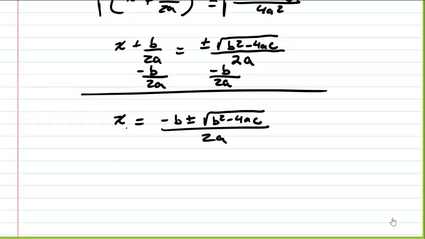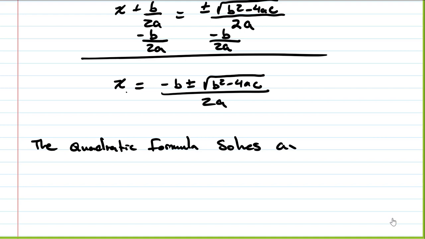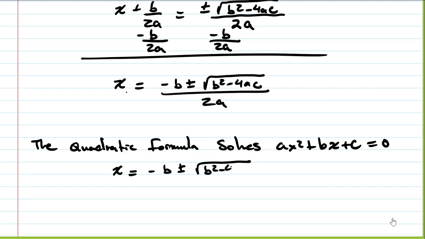So this is what we're going to need to write down. So the quadratic formula solves ax squared plus bx plus c is equal to 0. And the formula is x equals negative b plus or minus the square root of b squared minus 4ac all over 2a.